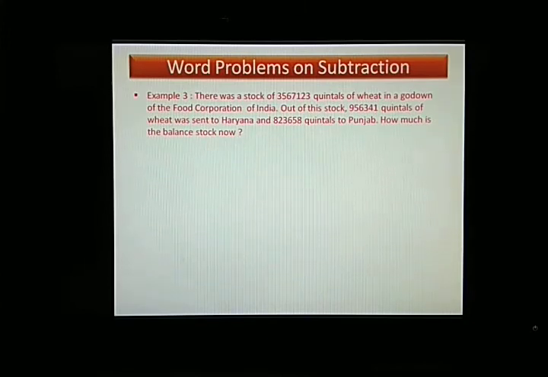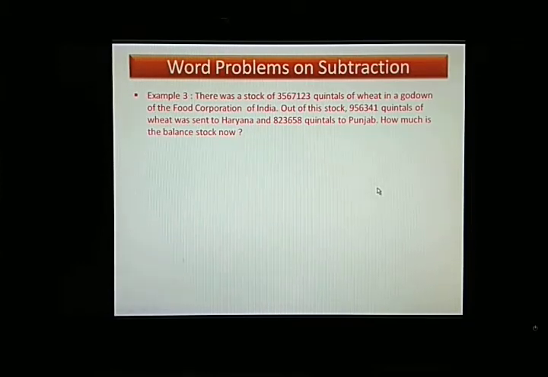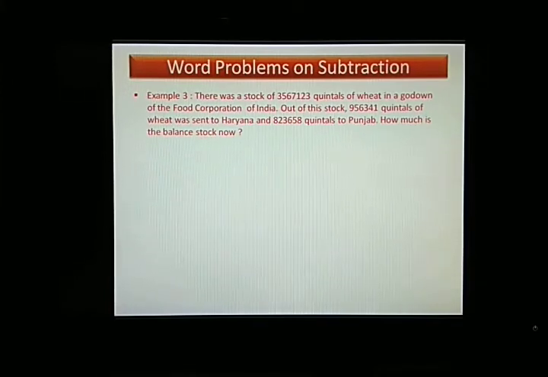There was a stock of this much quintals of wheat. Although it is not required to know how many kgs is one quintal, still, for your understanding, you should know that 100 kilos will be 1 quintal. But we are not required to do that because here no conversion is done. It is a direct question. So we can say just this much quintals of wheat was there in the Food Corporation of India, that is FCI, in their godowns.